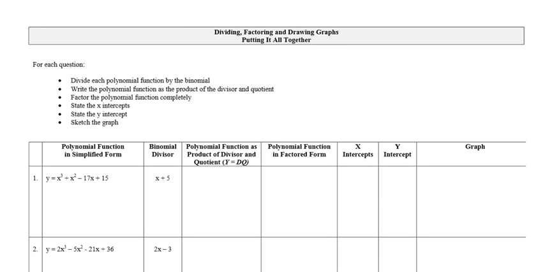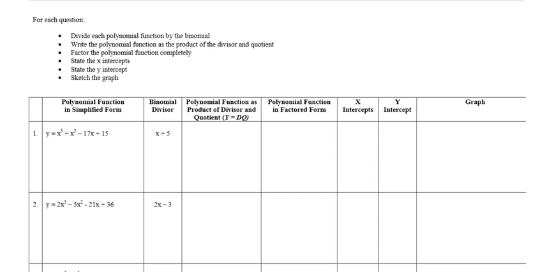Okay, so we have a polynomial function in simplified form. We got x cubed plus x squared minus 17x plus 15. We get a binomial divisor of x plus 5. We want to write the function as a product of a divisor and a quotient. So y equals divisor times quotient. Now, seeing as there's no remainder here, I'm assuming then when we do these divisions, there should be no remainder, right? In other words, that this should be a factor.